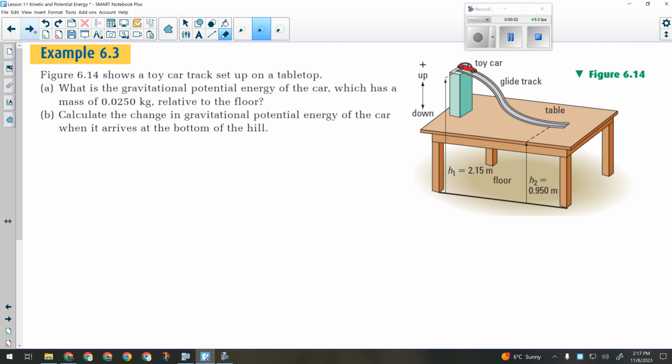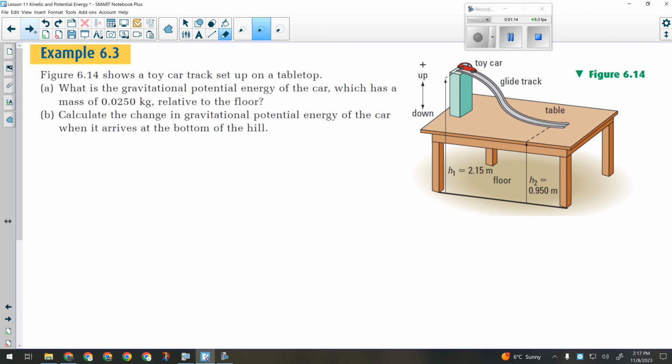Now, this question is very similar, but it's illustrating the importance of a reference point. Most of the time, when we're dealing with gravitational potential energy, our reference point is the ground, height of 0. But occasionally, you'll get a question that uses a different reference point.